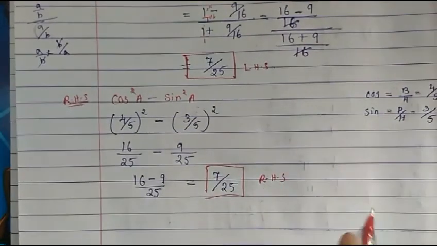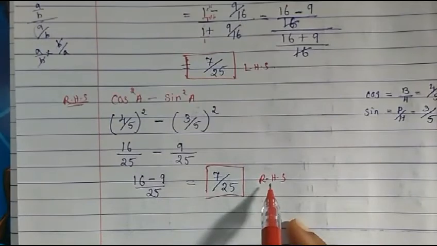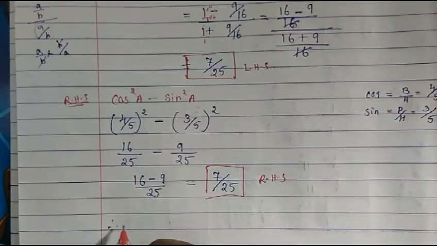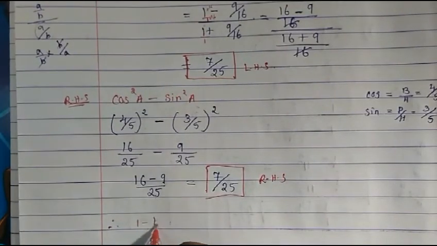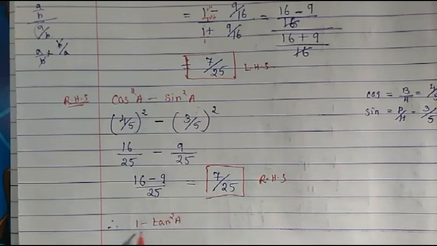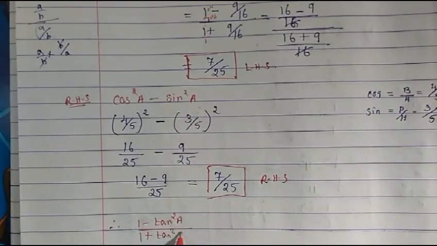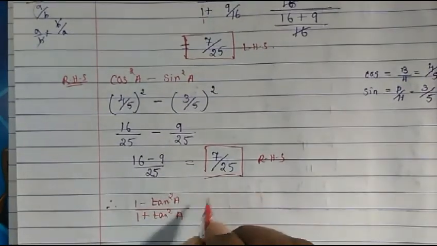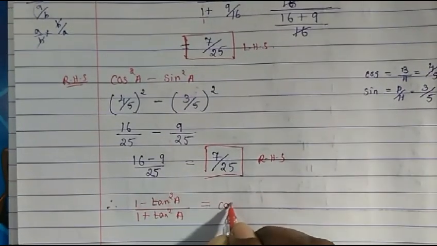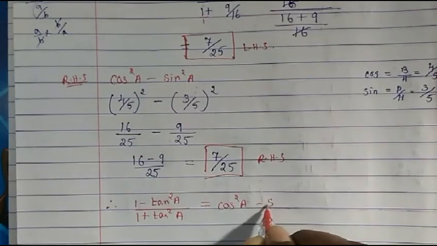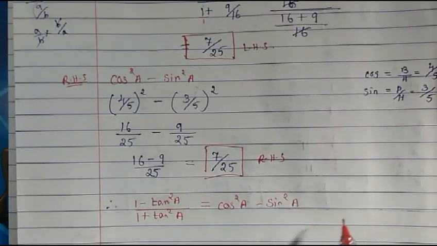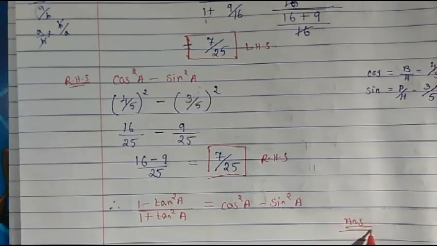Now you see LHS is 7 upon 25 and RHS is also 7 upon 25. Therefore 1 minus tan square A upon 1 plus tan square A is equal to cos square A minus sin square A. So this is our answer.